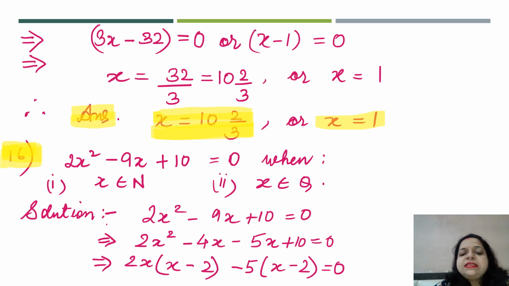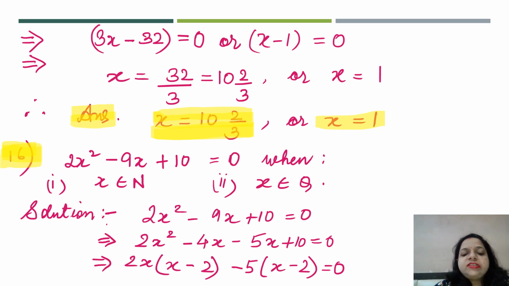2x square minus 9x plus 10 is equal to 0. This is the 16th question, children. Solve this equation when x belongs to N, where N denotes natural numbers, and secondly when x belongs to Q, that is, rational numbers. What is a rational number? I had told you before, a number which can be expressed in the form of p by q, where q is not equal to 0.